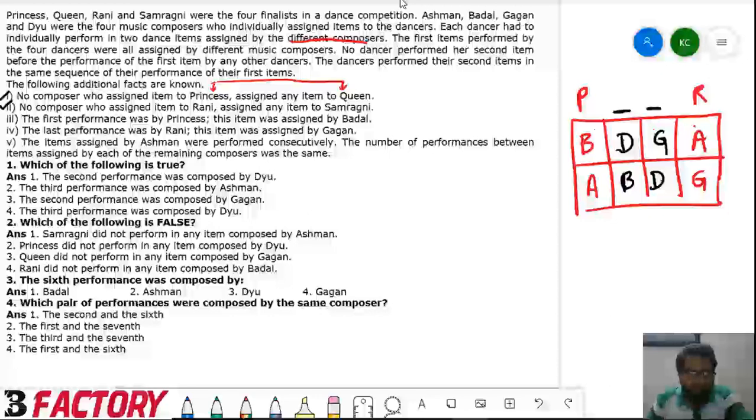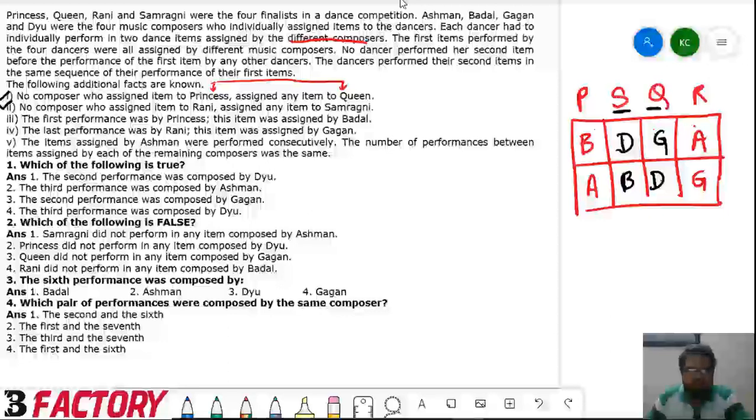No composer who assigned to Princess assigned any item to Queen. So BA, okay, that cannot be same. So Queen cannot be the second person. This cannot be Q. So this has to be D. This has to be S, and this has to be Q.